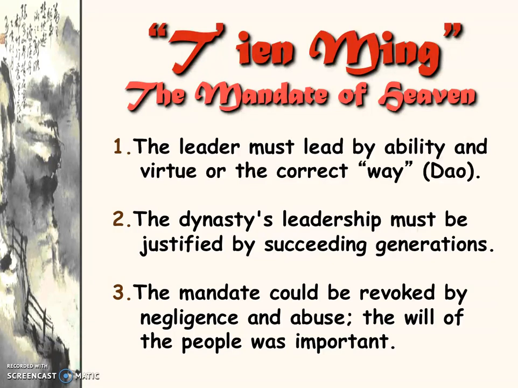You lead by example. Number two, the dynasty's leadership must be justified by succeeding generations. So if you want a continuous dynasty, generation after generation after generation, there needs to be some relationships there. Okay. Number three, mandate. So this mandate of heaven can be revoked if the ruler isn't a good ruler, if he is abusing their people, making them suffer. The will of the people is highly important in the mandate of heaven. Remember what I've said before. As soon as a civilization cannot provide for its people, it will cease to exist, in its current form anyways.